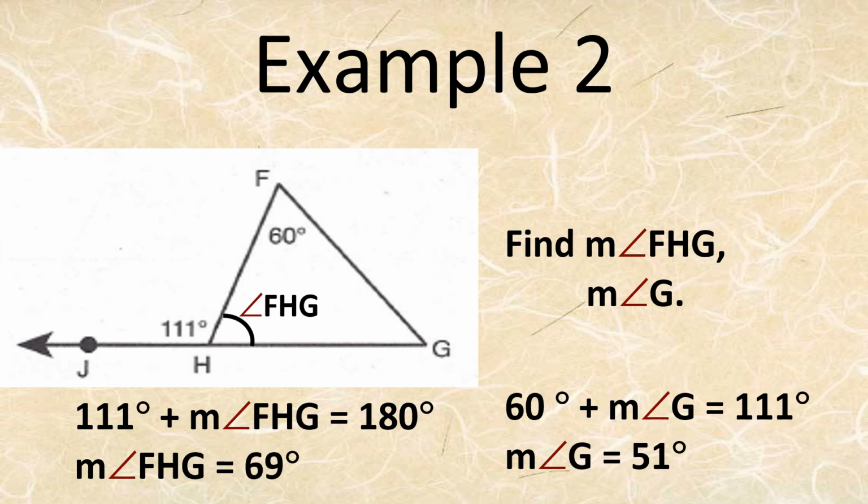Therefore, 111 plus how many degrees will be equal to 180? Therefore, the measure of angle FHG is equal to 180 minus 111, or 69 degrees. And what is the measure of angle G? Angle G can be computed by using the exterior angle theorem. 111 is equal to 60 plus whatever angle is here. So the measure of angle G is equal to 111 minus 60, or 51 degrees.